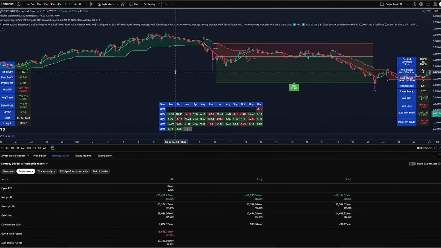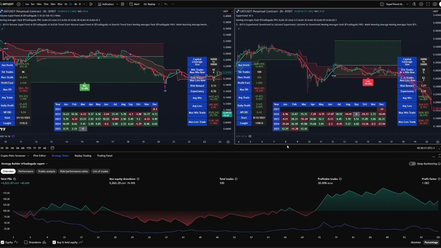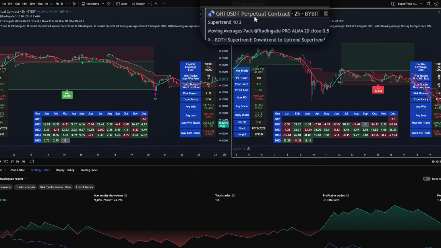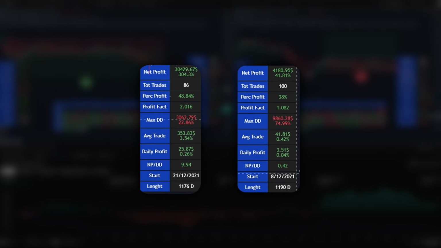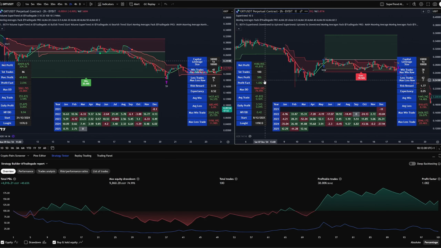But the real question is, how does the same strategy with the same settings perform based on a normal SuperTrend? I've done some backtests just by changing the main entry based on the SuperTrend, and as you can see, guys, there is a huge difference, at least on this asset and time frame. We have a net profit/drawdown of 0.42, while the previous was 9.94. The net profit is 41%, the max drawdown is 75%. So just by looking at these two metrics, we could potentially discard this strategy, at least for the max drawdown.